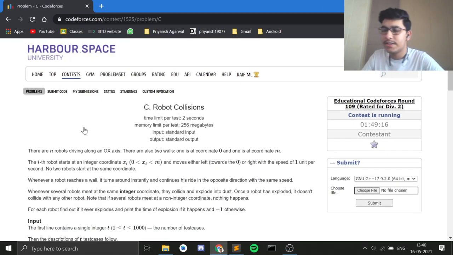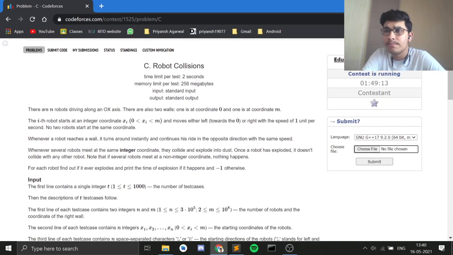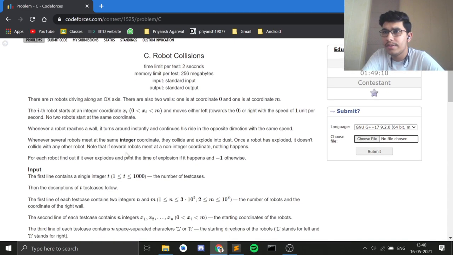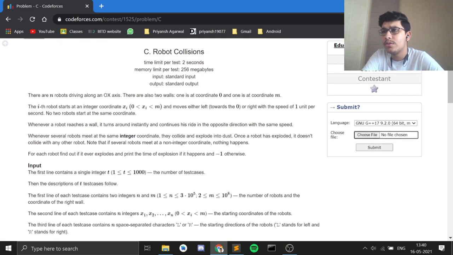So there is not a single submission on this problem as of now. Not a single correct submission, I would say. There are n robots driving along an OX axis. Okay. There are also two walls. The ith robot starts at integer coordinate xi and moves either left or right with speed of 1 unit per second. No robots start at the same coordinate. Whenever a robot reaches a wall, it turns around instantly and continues its ride in the opposite direction with the same speed. Whenever several robots meet at the same integer coordinate, they collide and explode into dust. Once a robot has exploded, it doesn't collide with any other robot.